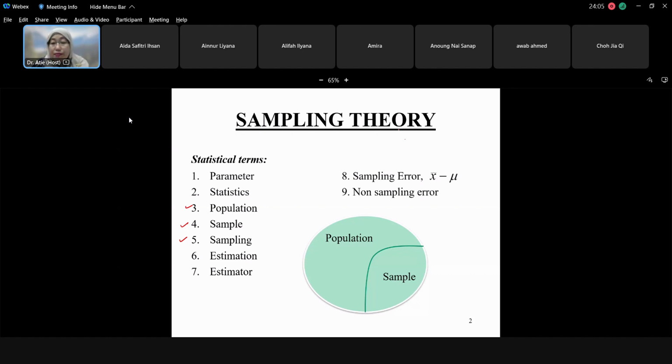So we have here taking from the population. We take a sample from N. So we have N. This process, we call it sampling. And then the next word that I would like to define for you all is actually on page 57.